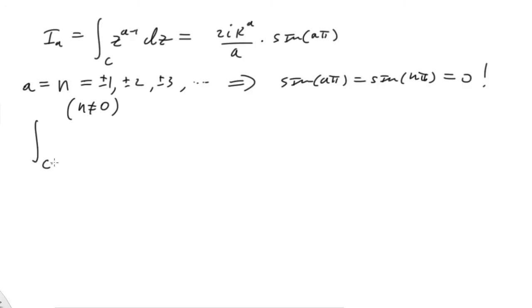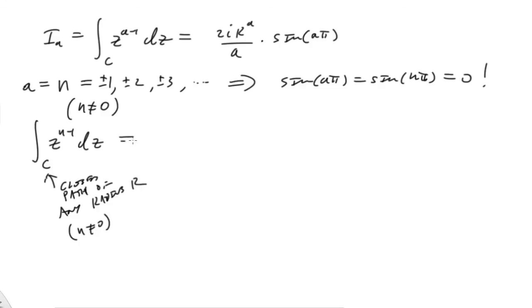Okay, so now we have a neat result. We have the following. This is a closed path of any radius r of z to the n minus 1 dz. Provided n is not equal to 0, that's always going to be 0, because sine n pi is always 0. All right, so what about the case now of n equals 0? Let's look at this case.